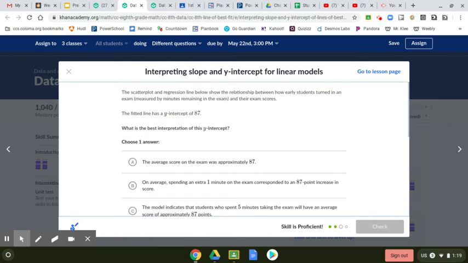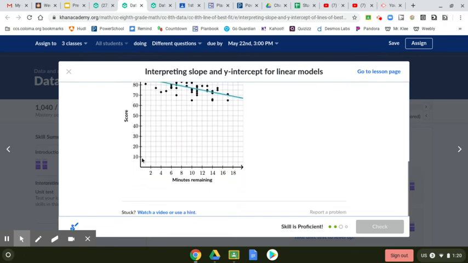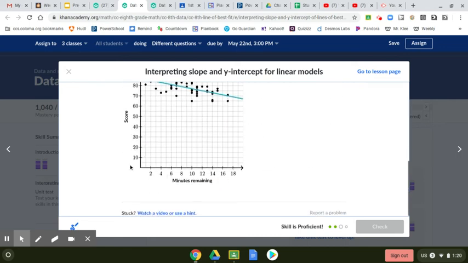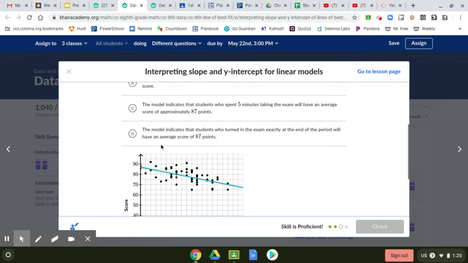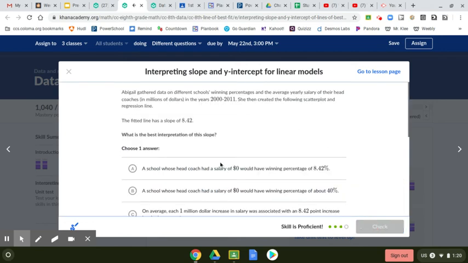So interpreting the Y-intercept of 87, that point right there, that 87 is the score that happens with 0 minutes remaining. That's not the average. It's not 1 extra minute. It's not 5 minutes. It's at the end of the period. So if you had 0 minutes remaining, you used all the test time possible, you checked your answers and stuff, that's probably going to lead to the best score, which makes some sense.